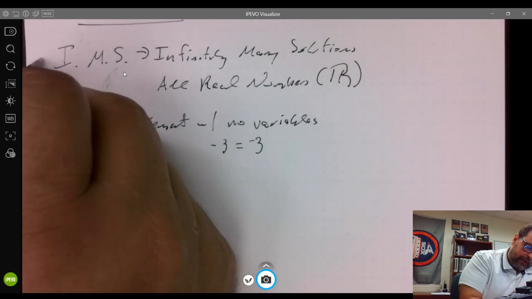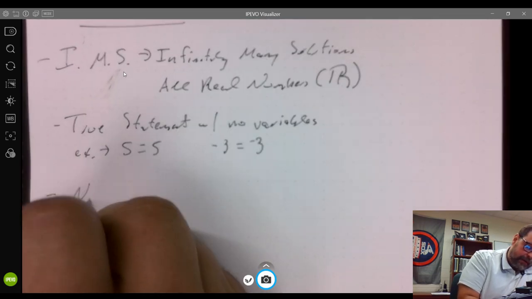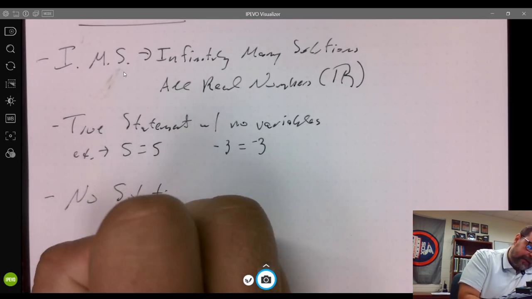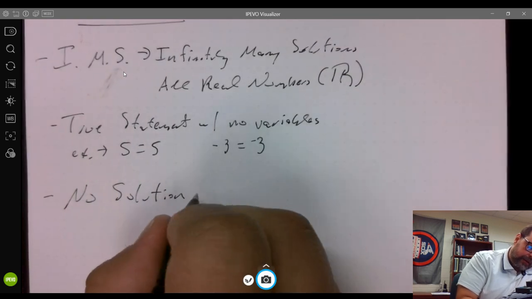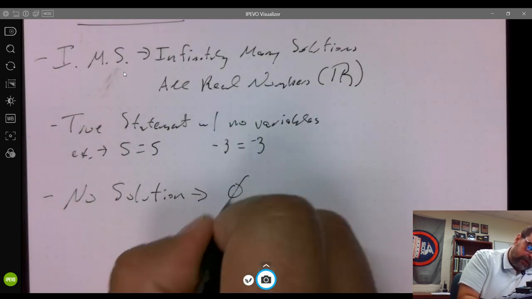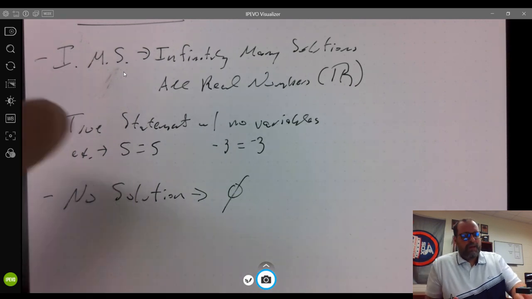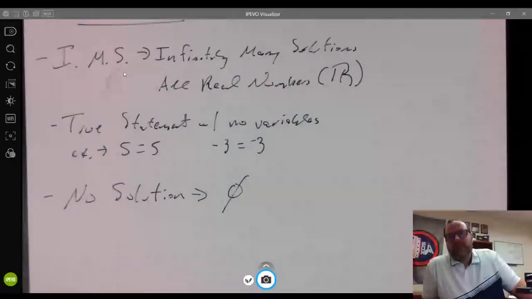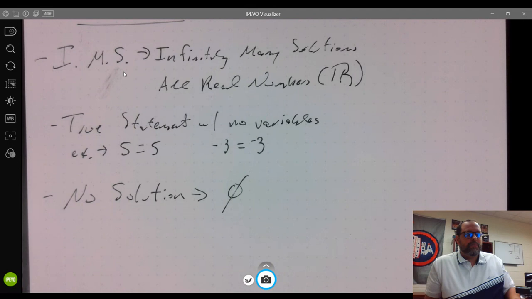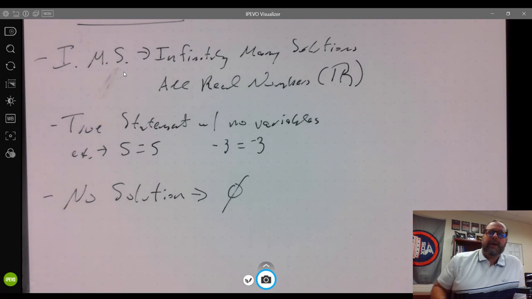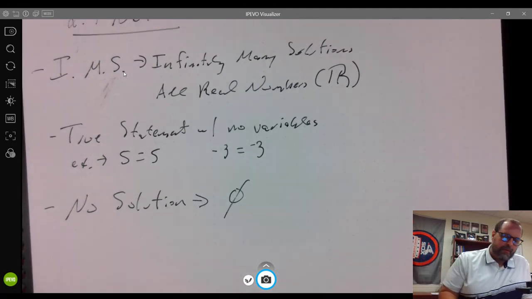The other opportunity or possibility we have is that it has no solution. Now, the symbol we use for no solution as well is called the empty set. It's a 0 with a line through it. It means nothing works. So infinitely many solutions means everything works. No solution means nothing works. Whatever you plug in, nothing would work. Infinitely many means everything you plug in, it would work.